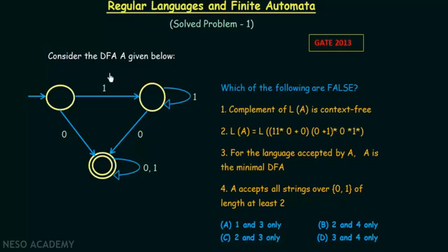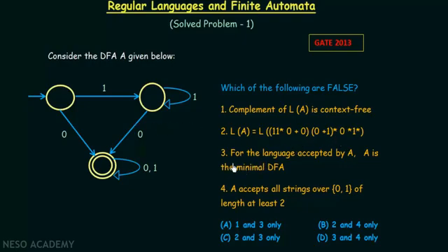The question says, consider the DFA A given below. So we have a DFA given here, and there are a few statements given here, and we have to find out which of the following statements are false. The first statement says the complement of LA is context free, and in the second statement there is a regular expression given, and we have to find out whether this is true or not. That means whether this DFA can be expressed using this regular expression or not.